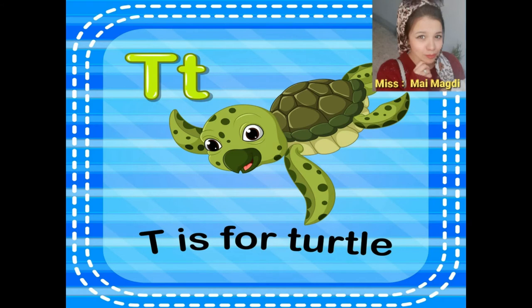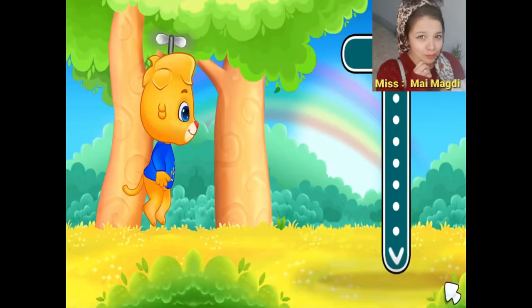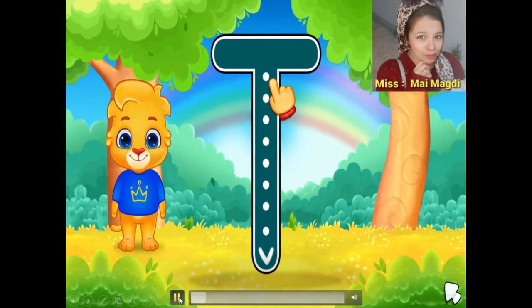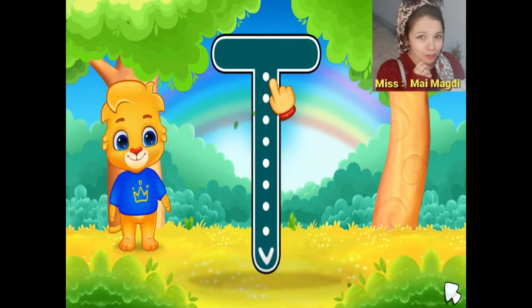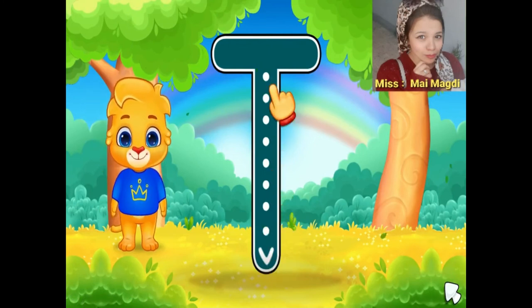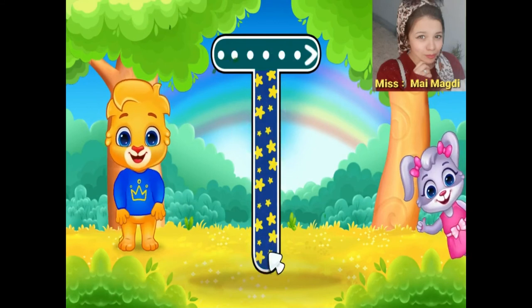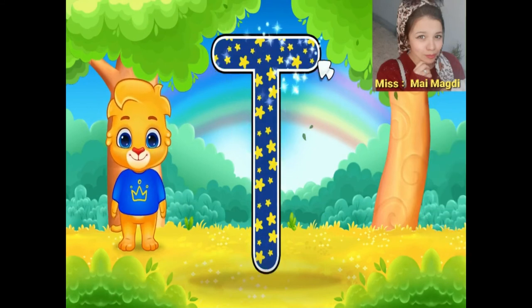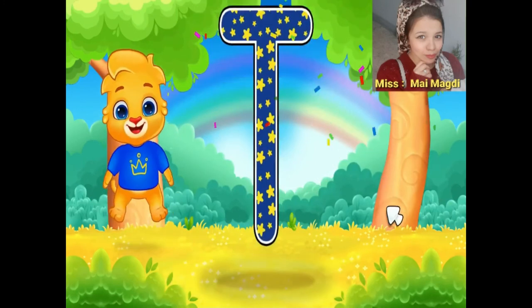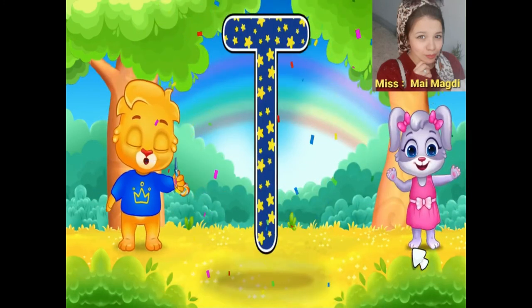Okay, let's write letter T. تعالوا نكتب letter T. Let's go. Okay, how to write letter T? Start from the top and make a line down. Yes, then go back to the top and make a line across. Excellent! It's so easy!